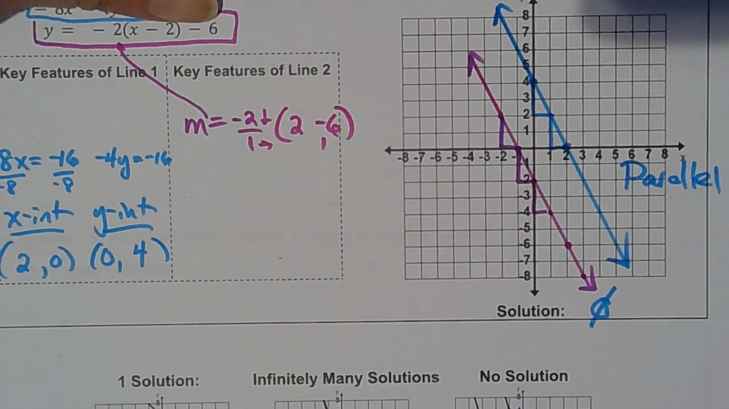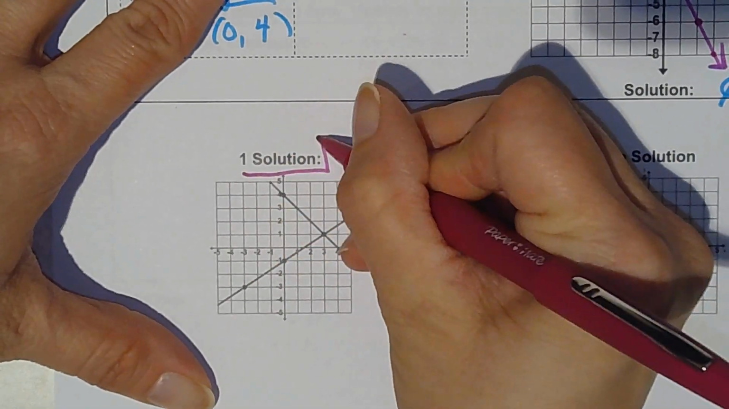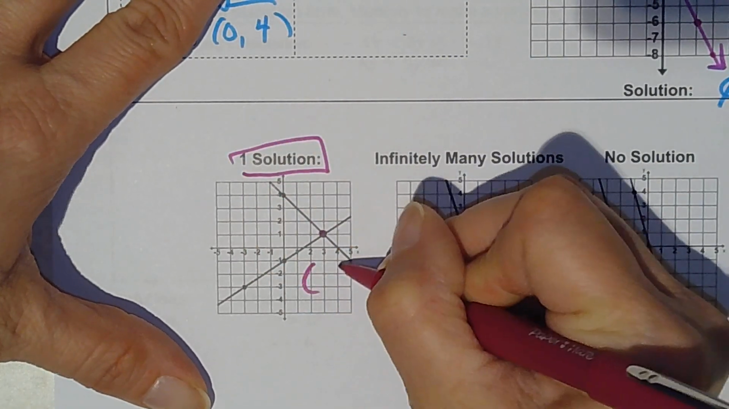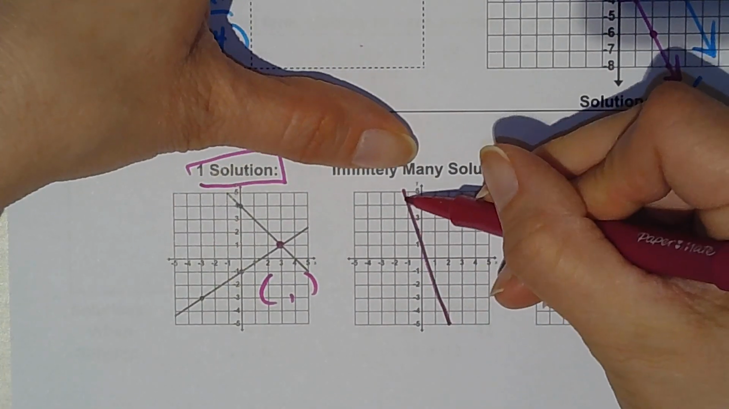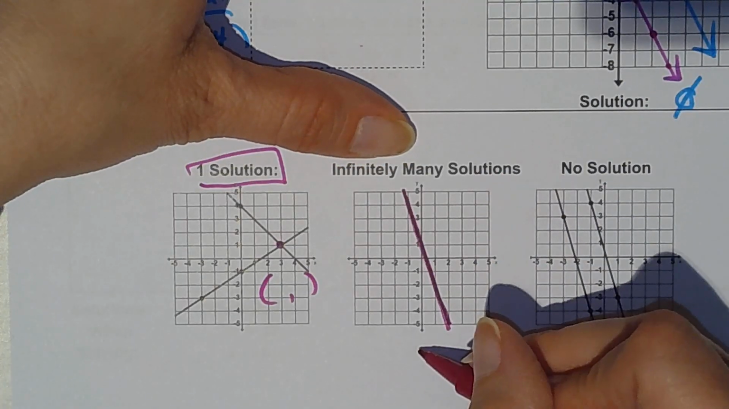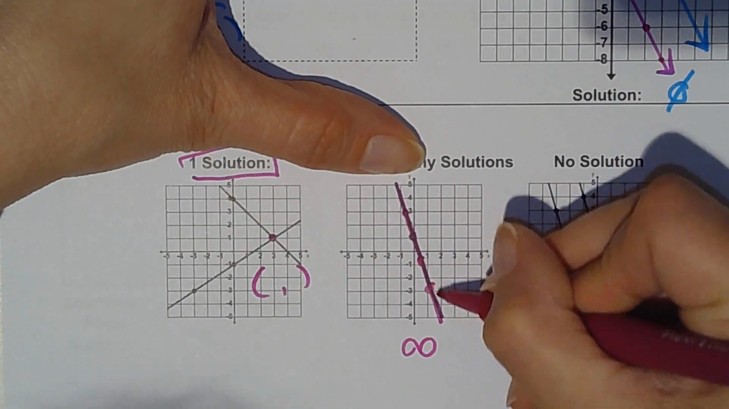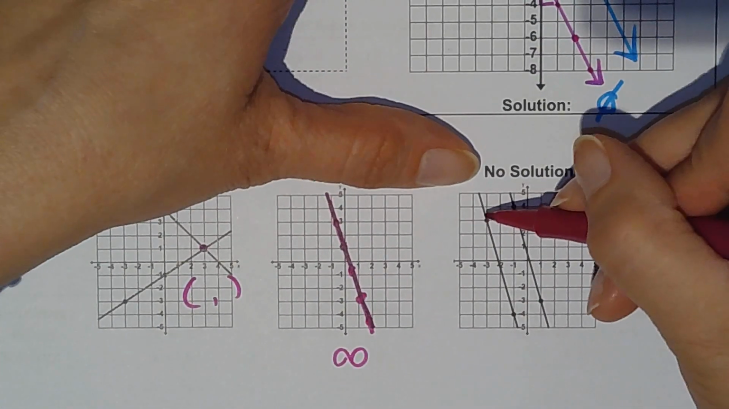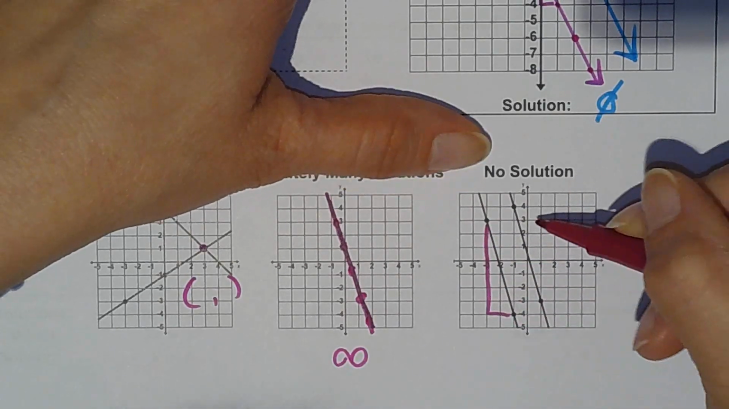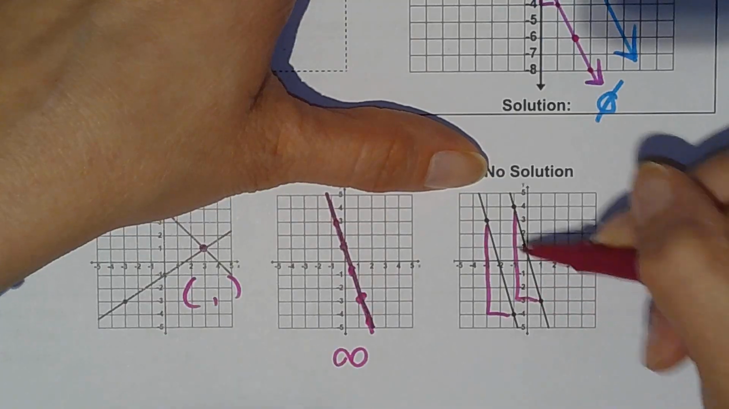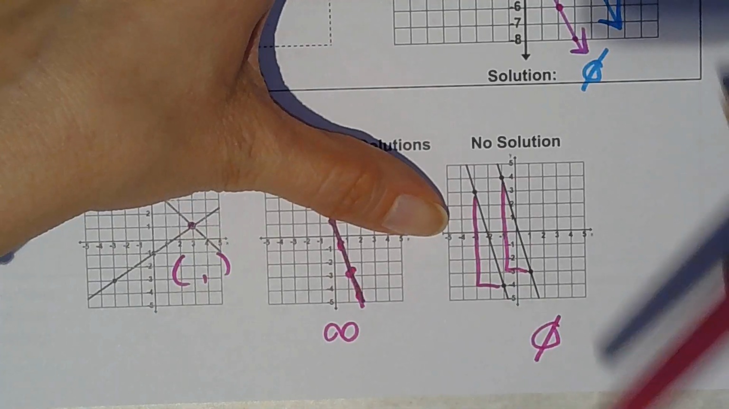And that's what this little diagram down here shows. If the lines intersect, we will have one solution right there, and you find the point. If line 1 is right on top of line 2, then there are infinitely many solutions because they touch over and over at many points. But if your lines are perfectly parallel, down and over, down and over, and they do not touch, then there is no solution. Check the slopes to be sure.